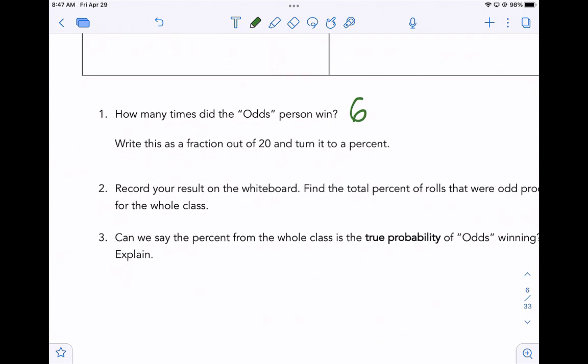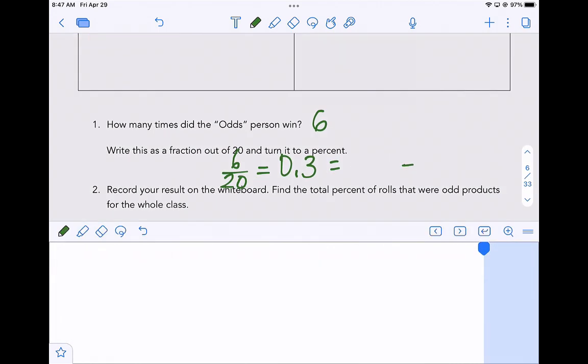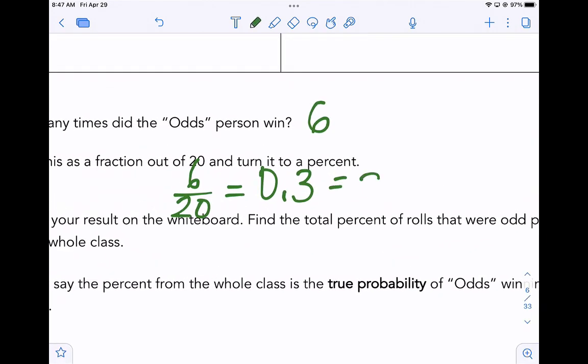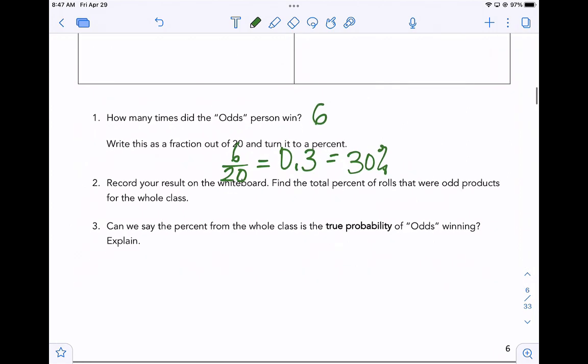Right, this is a fraction out of 20 and turn it to a percent. So 6 out of 20. Let's get the decimal for that. That's 0.3 and multiply by 100 to get 30% chance of winning. Here we go. Record your result on the whiteboard.